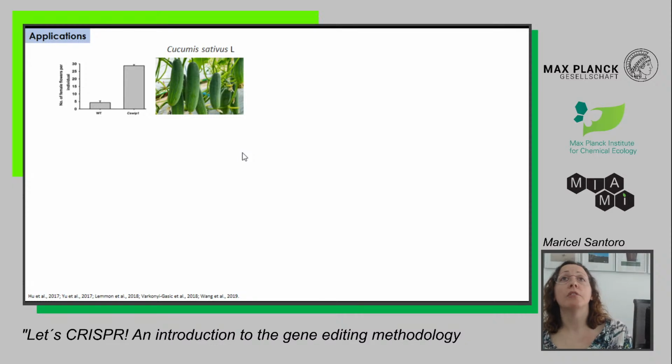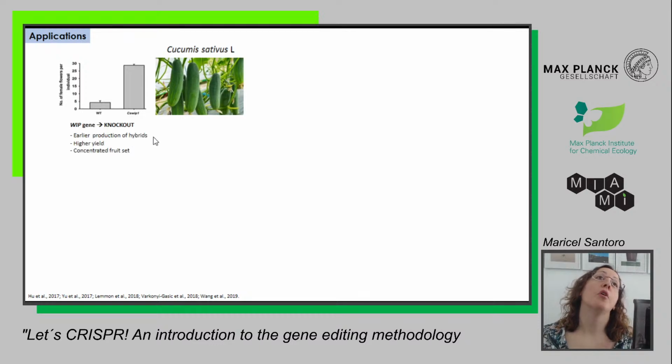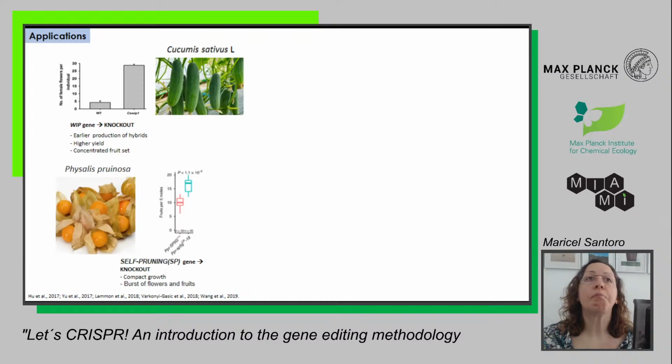In plants there have also been some applications of it. For example, in cucumber, the number of fruits increased with a CRISPR knockout. There is a gene, the VIP gene, that was inhibiting, or I would say limiting, the number of flowers in the plants. So deleting the function of this gene made the plants produce more fruits.